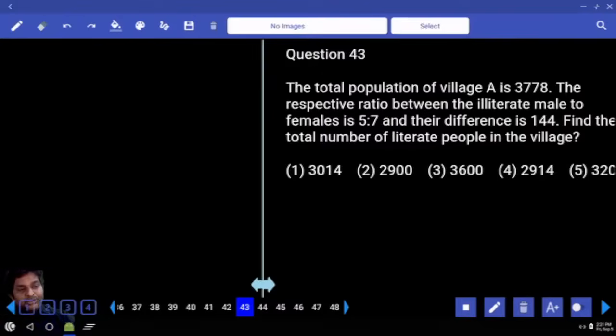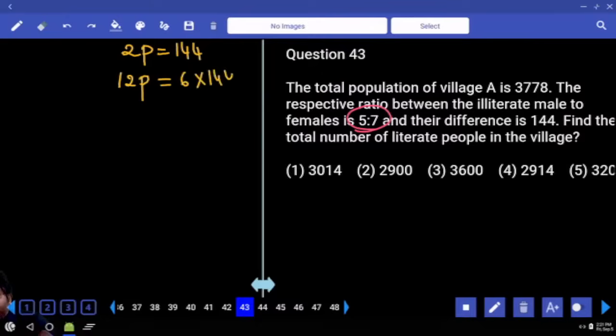Okay. So illiterate male to female ratio is 5:7, and their difference is 144. Total illiterates are 12 parts. Difference of illiterates is 2 parts, which is given as 144. Using 2 parts, how do we get 12 parts? Into 6 only. So on the right hand side also, 6 times 144 will give us the total number of illiterates.